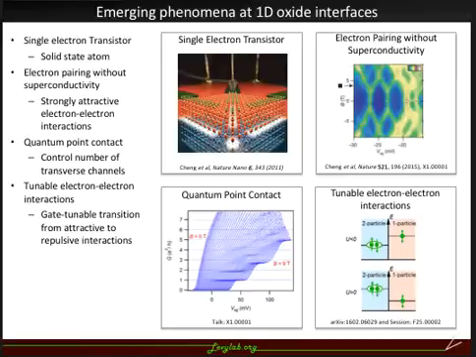So with this AFM lithography technique, we really do have the ingredients that we need to perform quantum simulation. We have these strong controllable electron-electron interactions, and it's reconfigurable on the nanoscale.